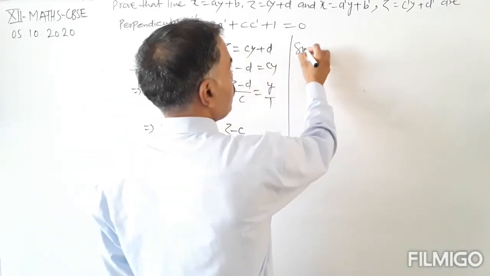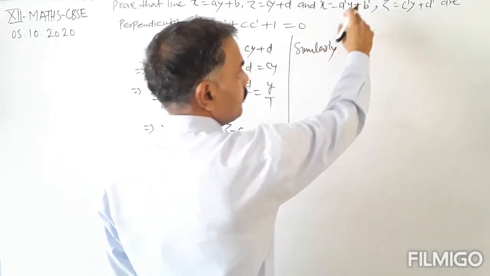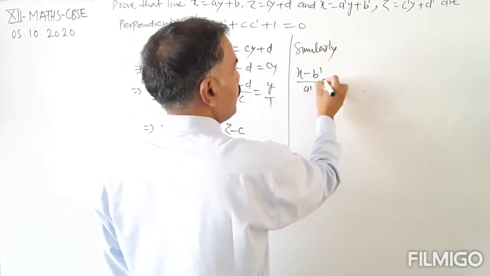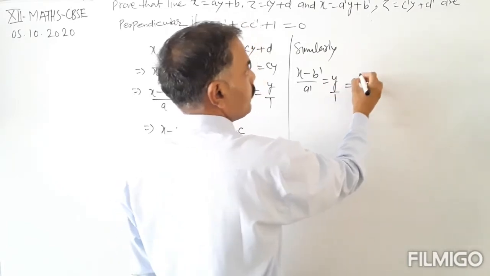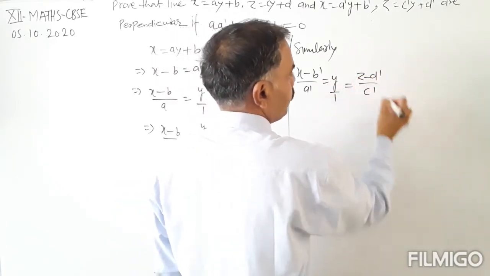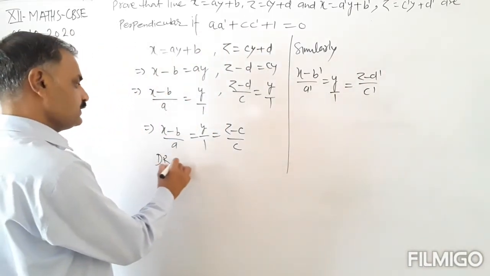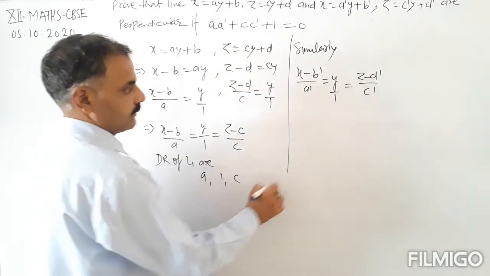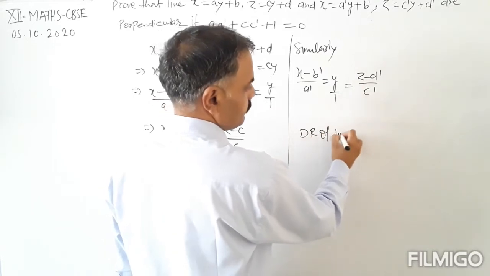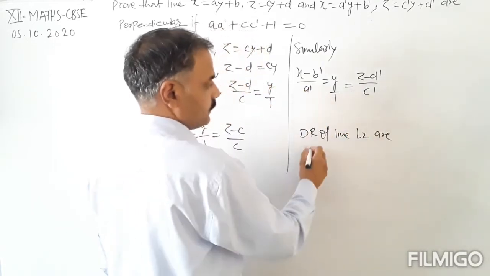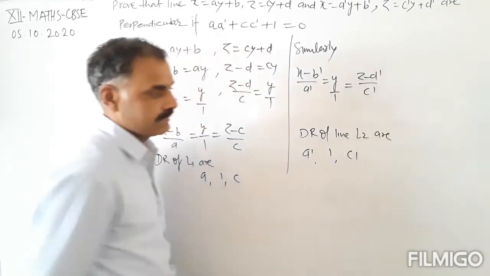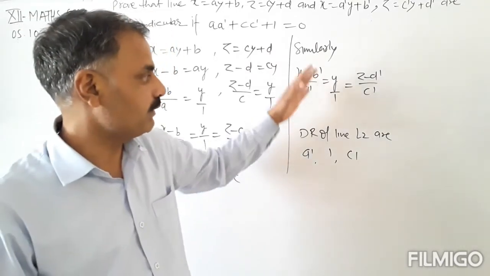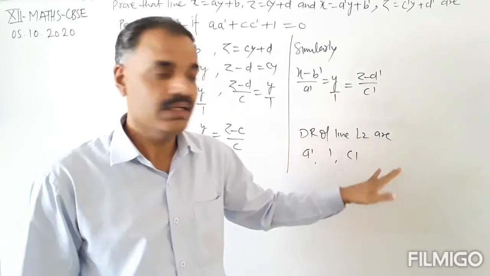Similarly, the equation of the second line is x minus b dash upon a dash equals y upon 1 equals z minus d dash upon c dash. So the direction ratios of line L1 are a, 1 and c. The direction ratios of line L2 are a dash, 1 and c dash.